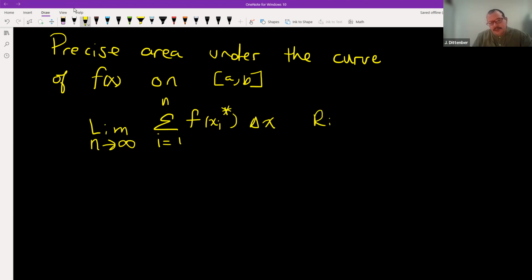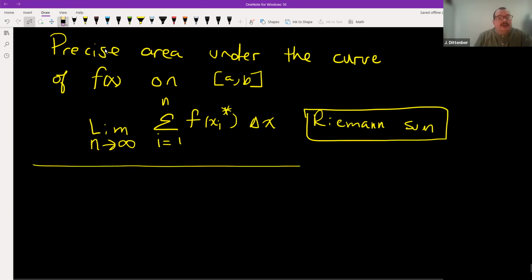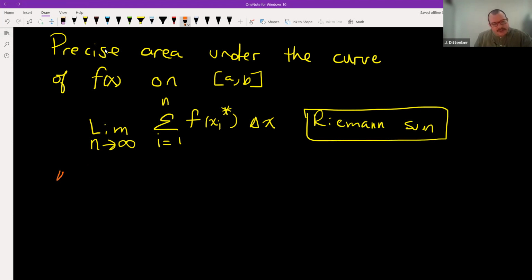Okay, so Riemann sum. All right, so in order to calculate the area under our curve, let's take a look at our example. Oh, wait, I need two more pieces of information. In this formula, you see delta x, and delta x is given by b minus a divided by n.